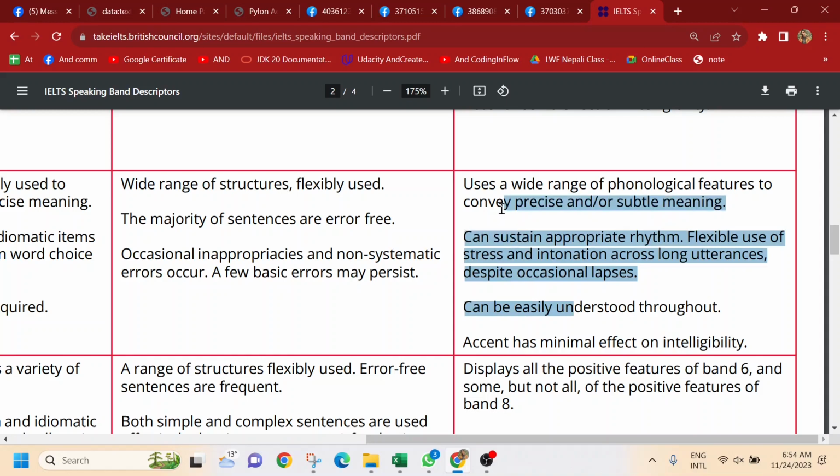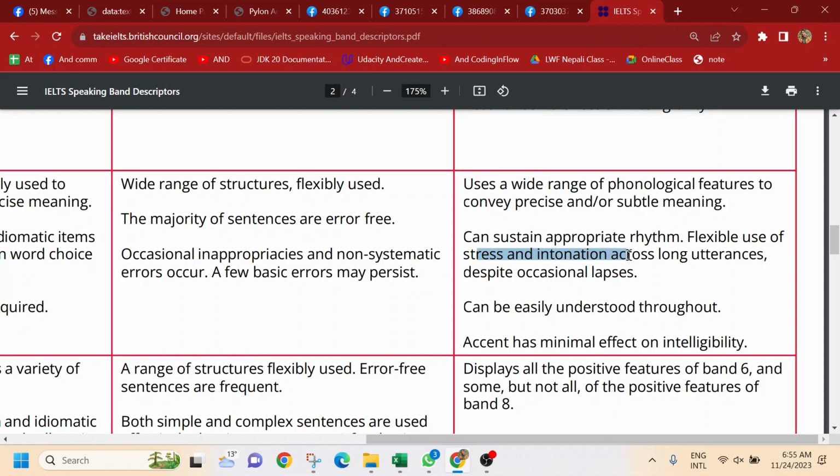And the rest of the part, like uses a wide range of phonological features to convey precise and subtle meaning. So of course you need to work on the vowels. For the delicate, small, minor things, you should have variations in your pronunciation, and can sustain appropriate rhythm. Rhythm means again the grouping of the sentences whenever you are speaking, and flexible use of stress and intonation across the utterance, despite occasional lapses.